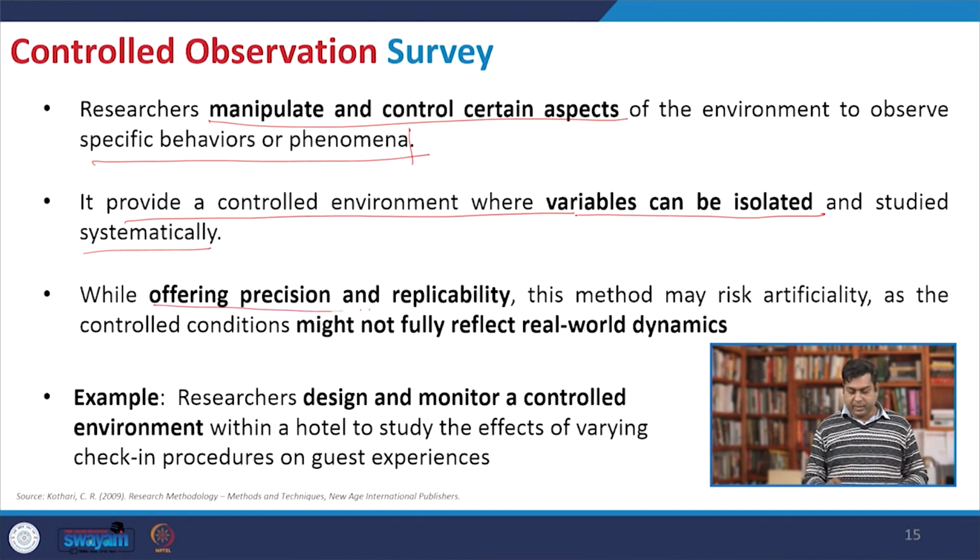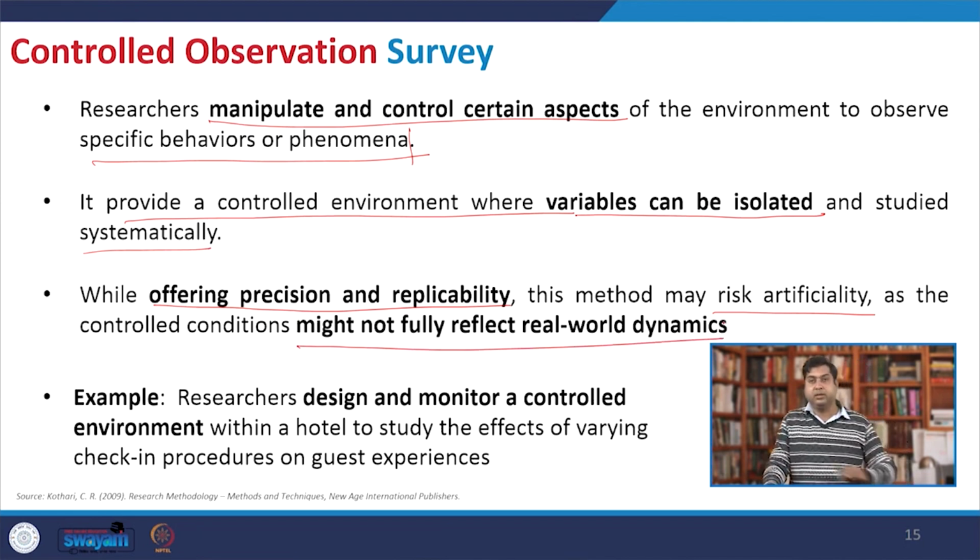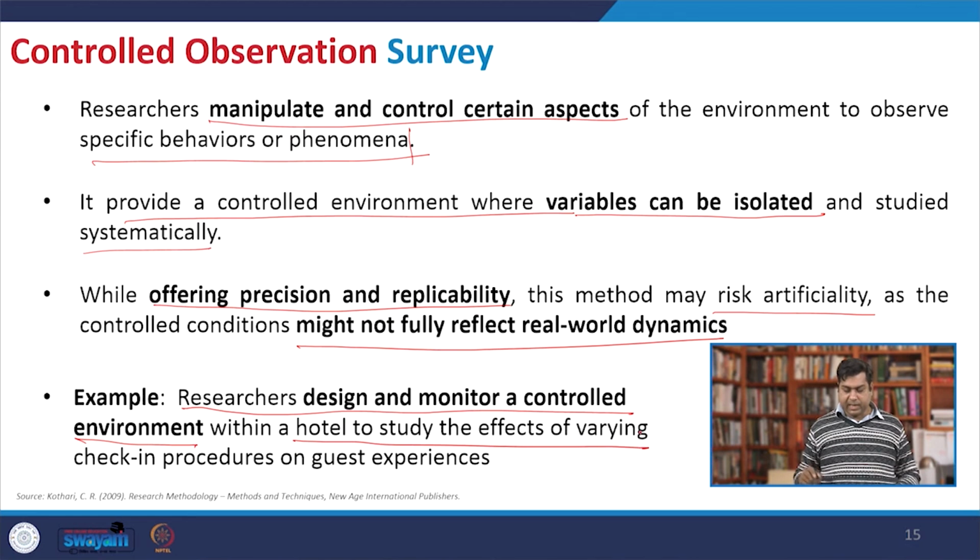While offering the precision and replicability of this method, it has some risk of artificiality, as the controlled condition might not reflect the real-world dynamic scenario. So, in such cases it may not be the same as natural behavior. Let us try to understand it from an example. Researchers design and monitor a controlled environment within a hotel to study the effects of varying check-in procedures on the guest experience. So, in such cases, definitely it may not be real behavior.